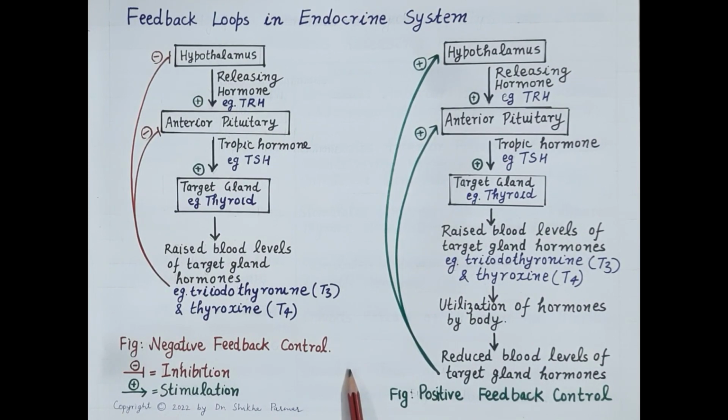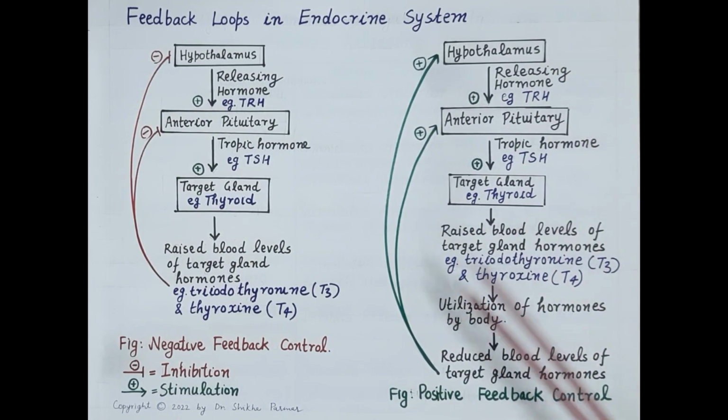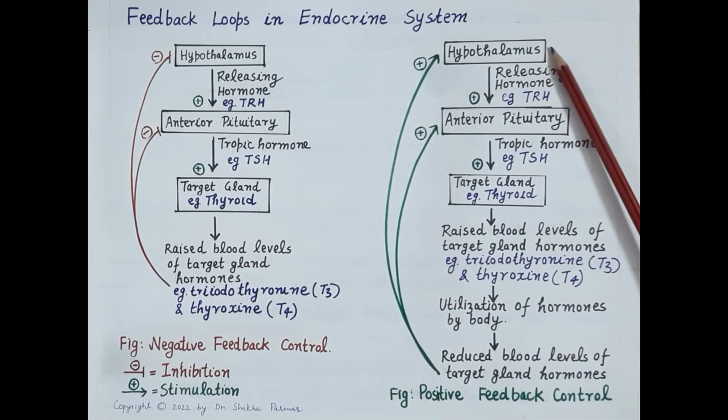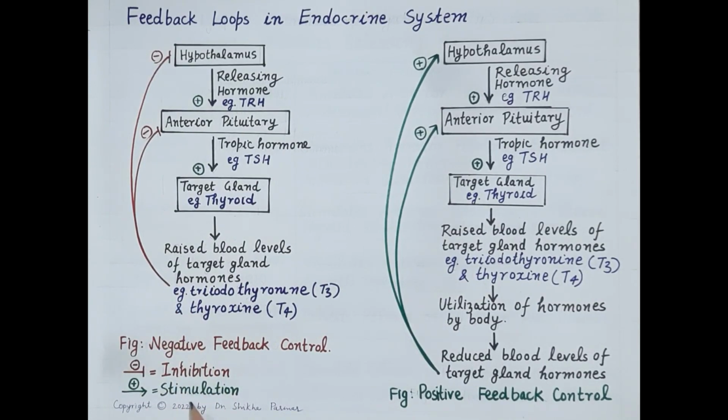So, concentration of hormone in the blood sends feedback signals to the hypothalamus. Now, positive stimulation stimulates increase in the secretion of hormone, while the negative stimulation inhibits release of hormone. Now, stimulation here is shown by the green arrow and positive sign, while inhibition is shown by the red arrows. Now, let's first understand negative feedback control.